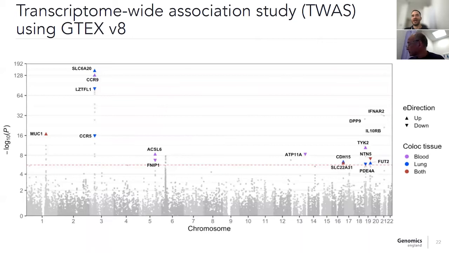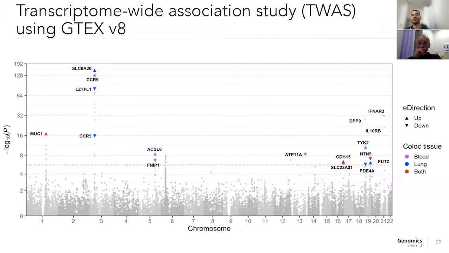This analysis identified several genes whose expression change, caused by the mutation, is associated with COVID-19 severity. In blood or lung, the aberrant expression that is caused by this allele is associated with COVID-19. And you can see with the arrows the direction in which the expression goes with the risk increasing variant, basically.